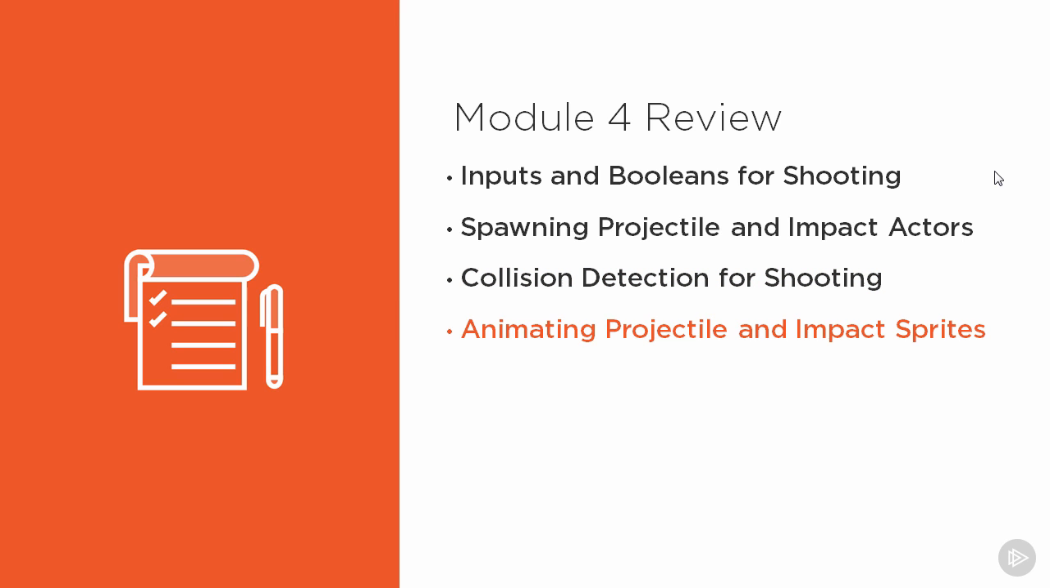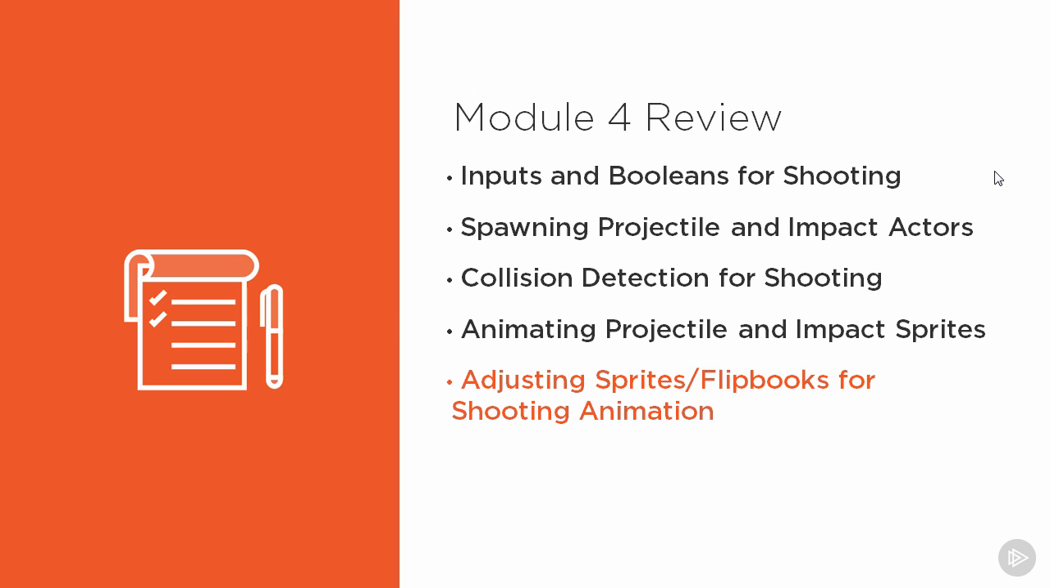We looked at animating projectile and impact sprites. This involved importing sprites for them and animating them in the Flipbook editor. We also looked at adjusting sprites and flipbooks for shooting animations. This showed how we can fix sprite offsets when certain keyframes are misaligned. And finally, we looked at syncing the keyframes for shooting, where we showed how to synchronize the projectile launch with a desired keyframe in the shooting animation.